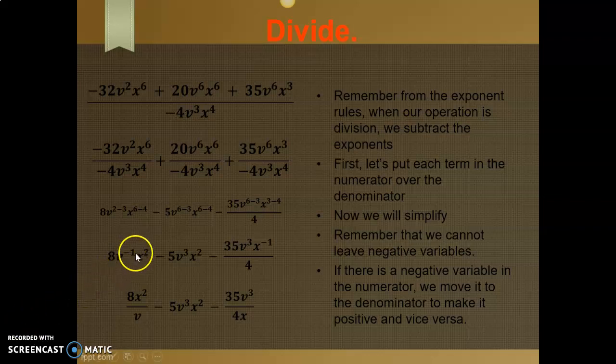So ending up with v to the negative 1, we know that needs to go in our denominator. These exponents in the second term were all positive, so they'll stay in the numerator. And then for our last term, we had an x to the negative 1, so we know that that will need to go in our denominator with the 4, ending up with this answer here.